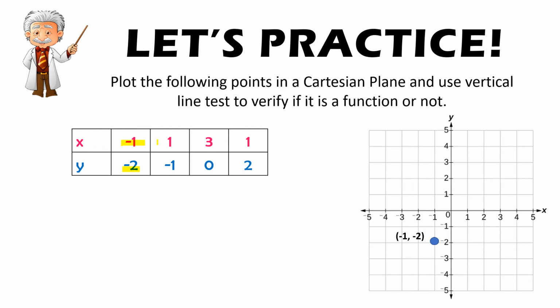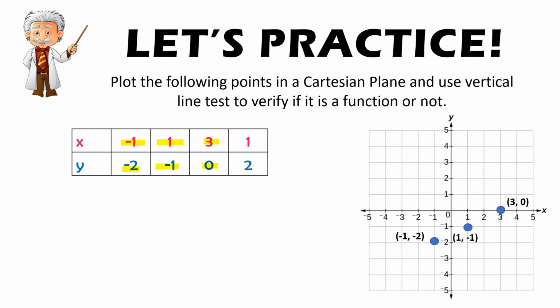Okay, next. Si x value na 1 and y value na -1. So, hanapin muna natin si x in the Cartesian plane, which is 1. And then, pababa pa rin tayo kasi negative ang y. So, andyan. That is 1, -1. Okay, another ordered pair we have is 3, 0. So, hanapin natin si 3 sa x-axis. And then, we will not move kasi 0 ang value ni y.